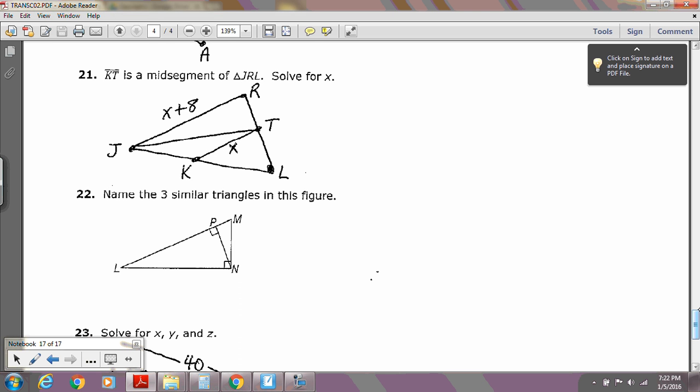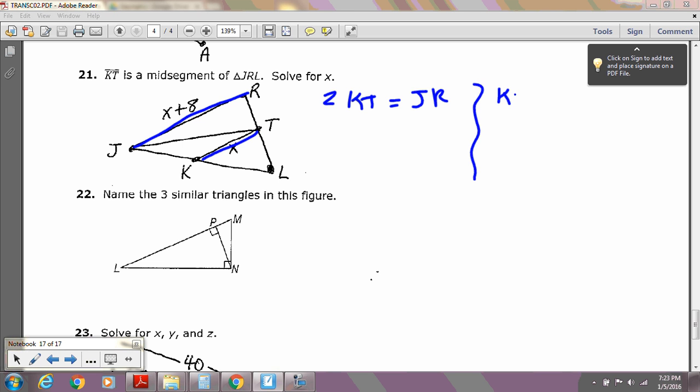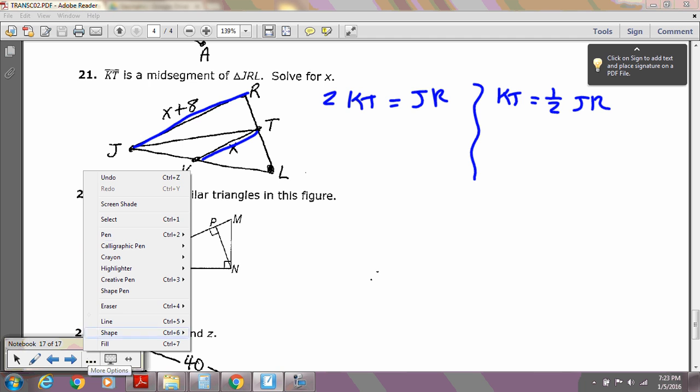Number 21 says that KT is a mid-segment of the larger triangle JRL, and we're going to solve for X. If you have a mid-segment, the mid-segment, in this case KT, will be half of the larger segment, in this case JR. So what I'm saying is 2 times KT will equal JR. Or another way to look at it is KT is equal to 1/2 of JR. But many of you don't like fractions, so we'll go with the first one that I suggested, but either one would work.